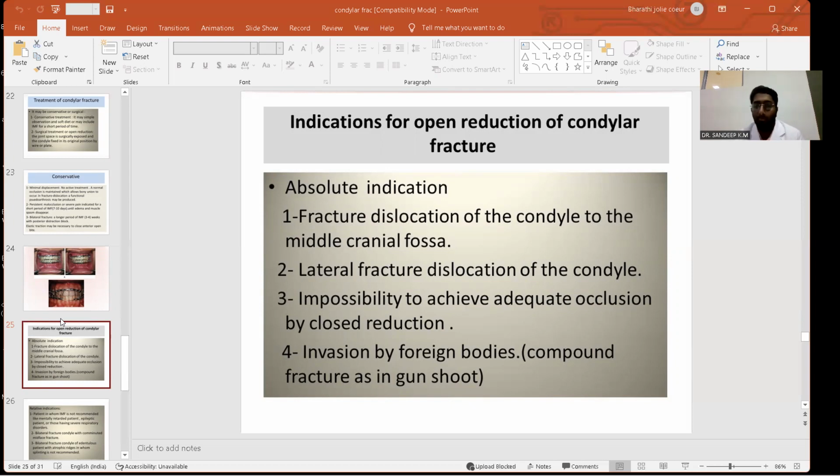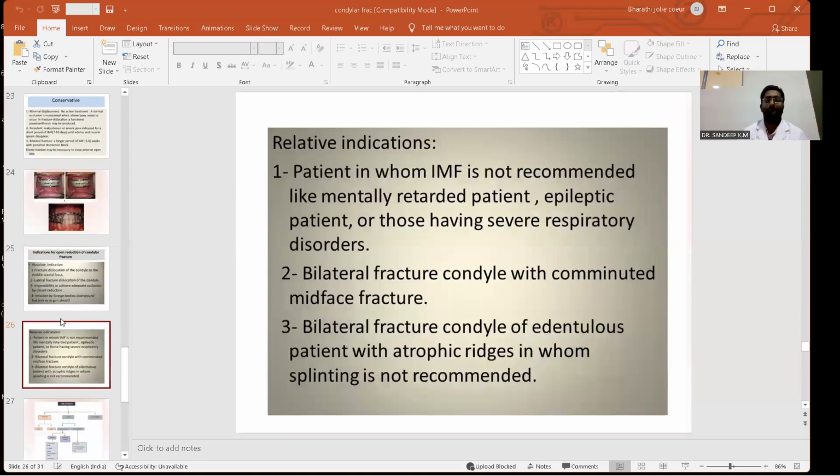That's a feature of a compound fracture, or in the case of a gunshot wound, we have to open, take out the foreign body, clean the area, reduce and fix it, and immobilize with mini plates or lag screws.